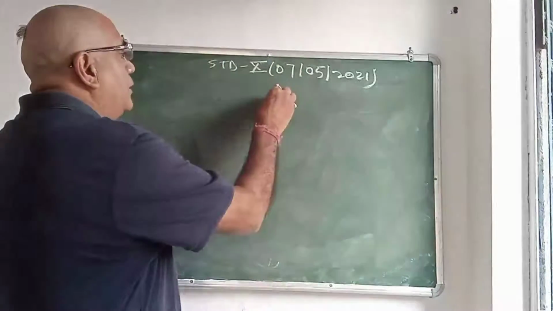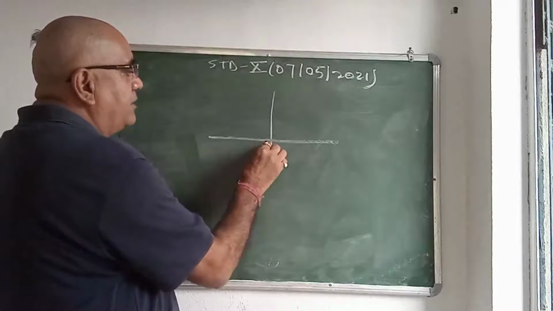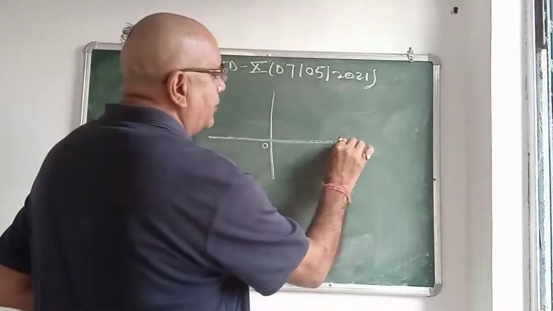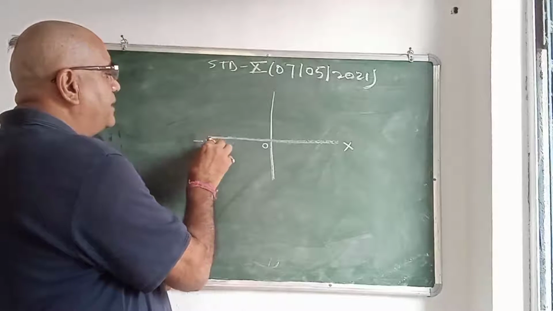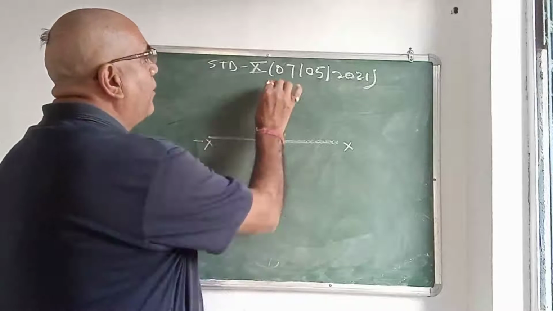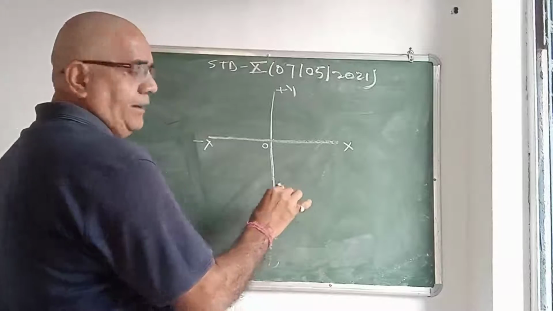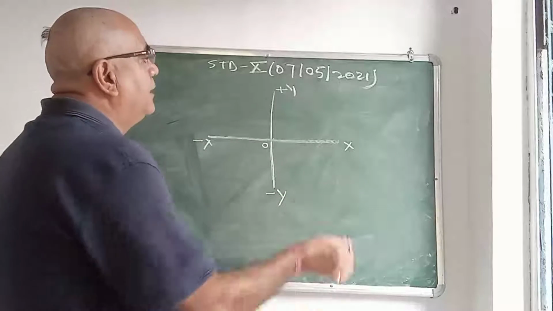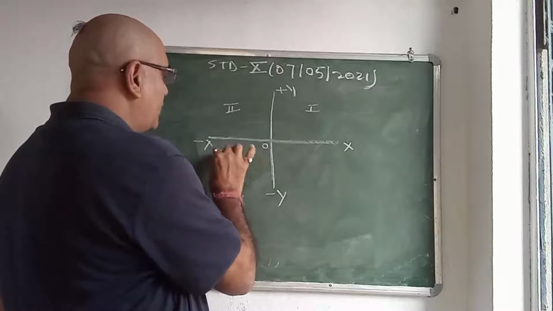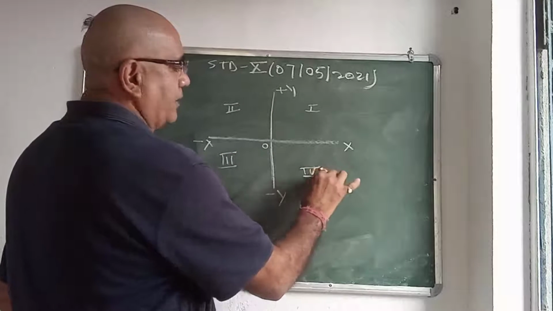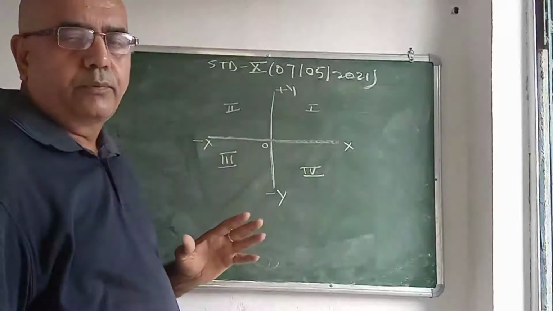Now, you know that this is called a graph. This is the origin. Right hand side of the origin is positive x. Left hand side of the origin is negative x. Above the origin is positive y. Below the origin is negative y. This is the first quadrant, this is the second quadrant, this is the third quadrant, and this one is the fourth quadrant. Do you know what we mean by first, second, third and fourth quadrant?